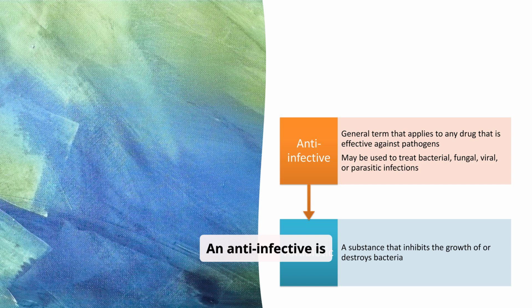An anti-infective is any drug effective against pathogens, while an antibiotic specifically targets bacteria, either inhibiting their growth or killing them directly. Anti-infectives can kill or stop the growth of any kind of pathogen: bacteria, fungi, viruses, or parasites. Antibiotics are only effective against bacteria. They either stop the bacteria from multiplying, bacteriostatic, or kill them outright, bactericidal.